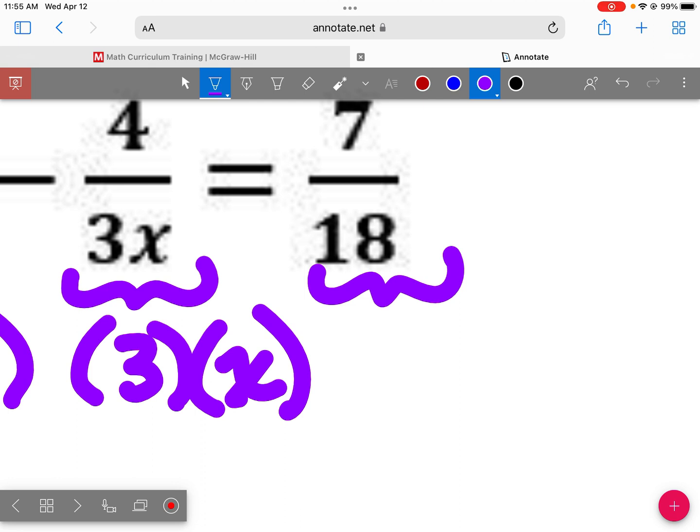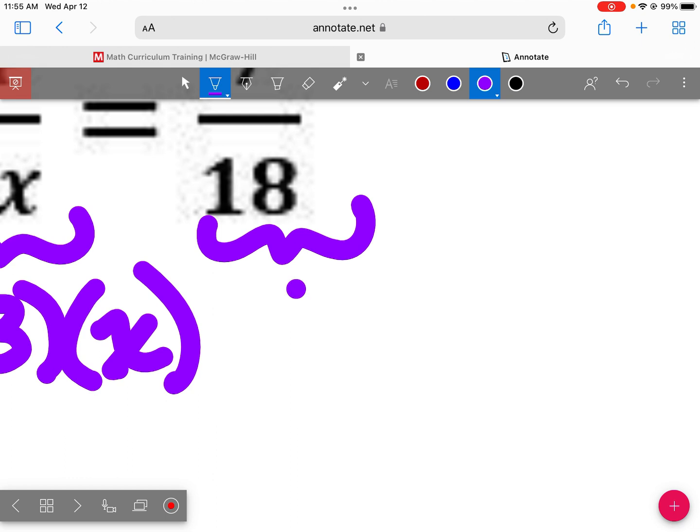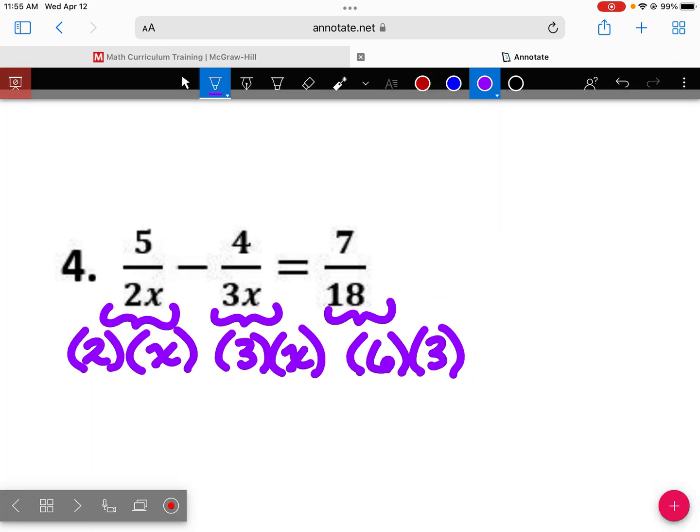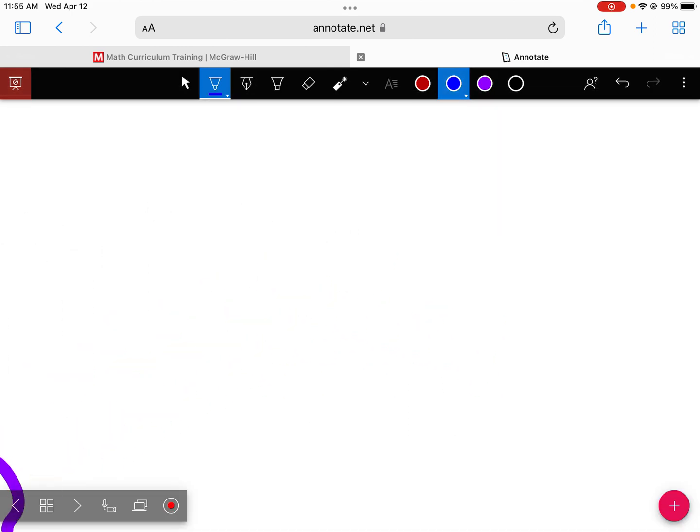What are the pieces that I would multiply together to get 18? 9 and 2, or 6 and 3. There's lots of ways to do this. I like it written like this because I see that they have something in common. All right, so let's write down our LCD now. We have factored every single denominator.